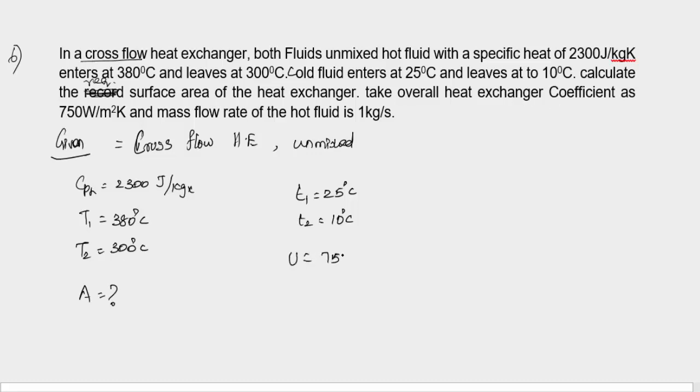So 750 watt per meter squared Kelvin, and the mass flow rate of hot fluid is m dot h equal to 1 kilogram per second. Okay, so go to the solution. In the solution, we know that it is a cross flow heat exchanger. So first thing, from the data book, page number I think 152, we know that Q equal to F U A into del T LM.